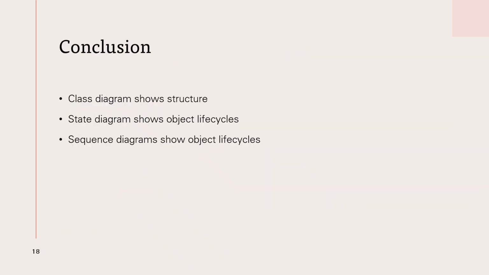To conclude, the class diagram defines the structure of the system. The state diagram shows how objects change over time, and the sequence diagrams show how those objects interact during real scenarios. By connecting all these diagrams back to the requirements and the use cases, this ensures the system is consistent, complete, and ready for implementation.